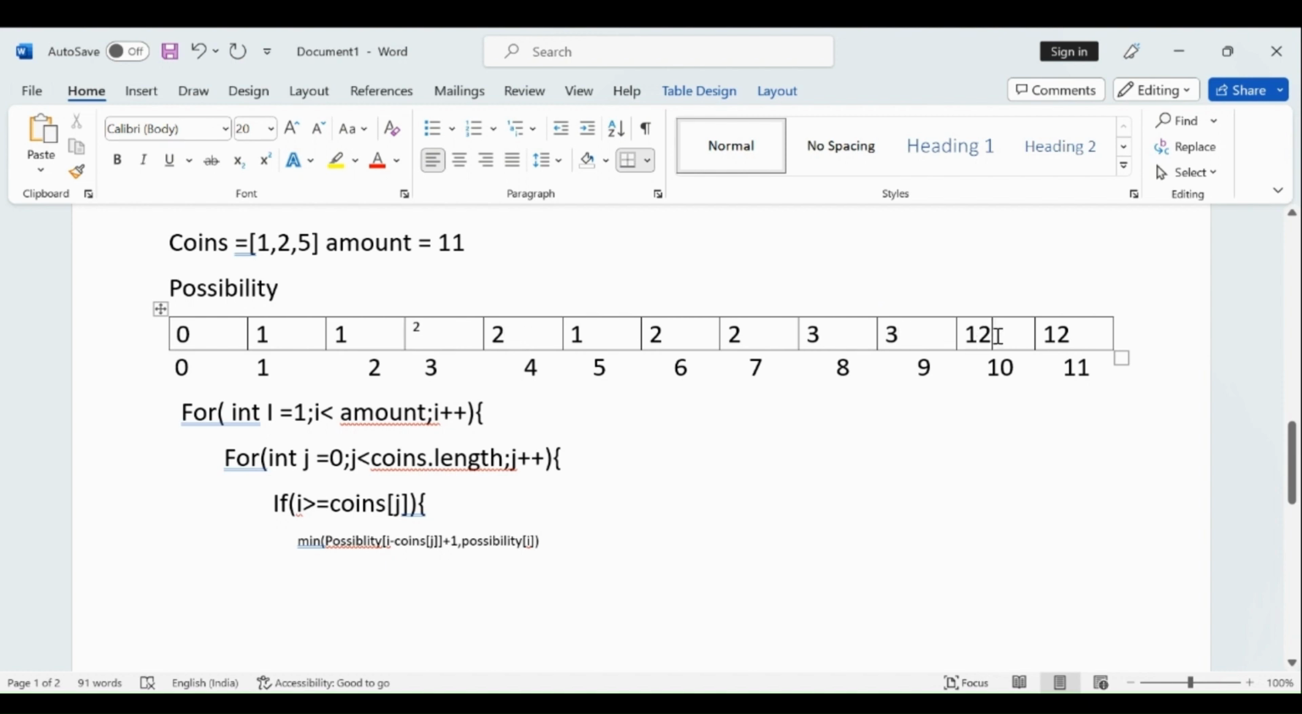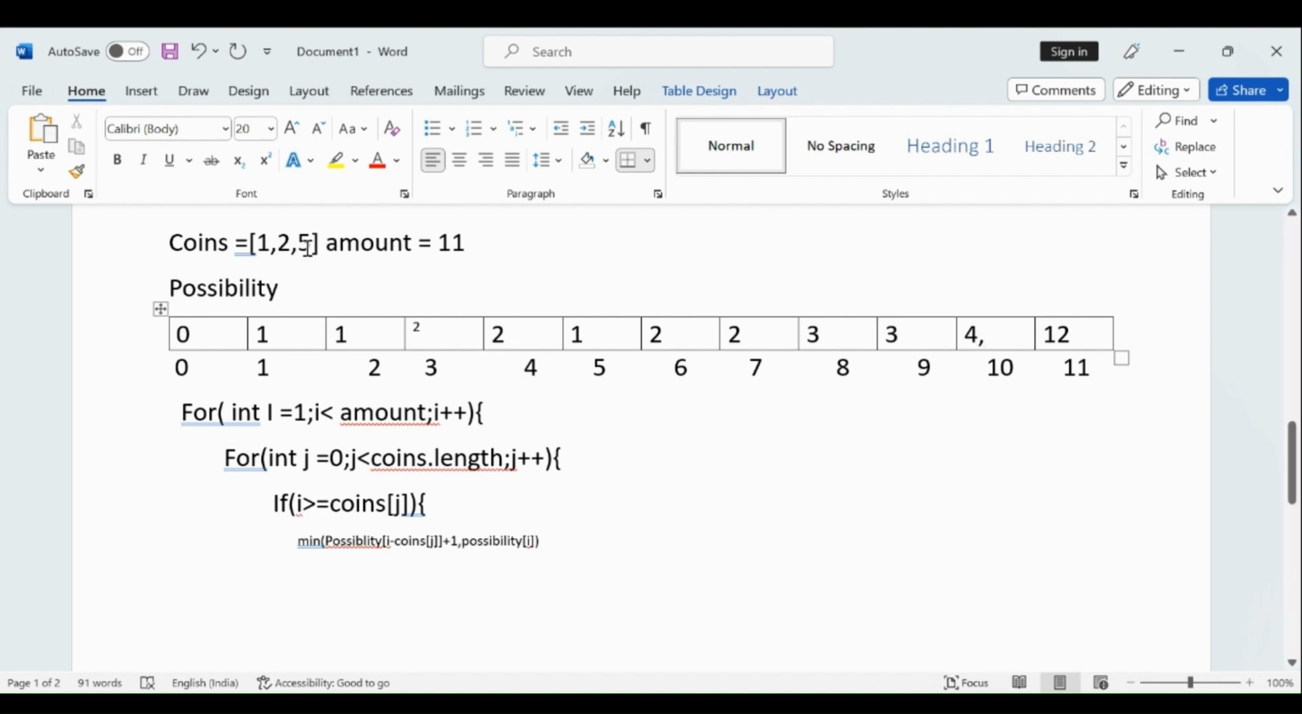Likewise, let's calculate for 10. For 10, if you want to use the coin 1, what will be the minimum coin that will be required? Sorry, 10 minus 1 is 9, and for 9 the minimum coin required was 3. So again we will do 3 plus 1, 4. And for coin 2, 10 minus 2 is 8, and what was the minimum coin required? 3. So 3 plus 1, 4, minimum between 4 and 4 is 4, so let's keep it 4.